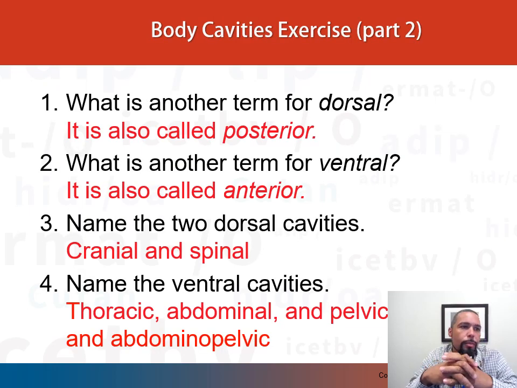Again, like I spoke about in previous slides, there are some exercises that are part of the slide deck. You'll be able to run through them on your own and test your knowledge. Another term for dorsal is posterior. Another term for ventral would be anterior. The two dorsal cavities are cranial and spinal. The ventral cavities are your thoracic and abdominal and pelvic, with the abdominal pelvic cavity combined.